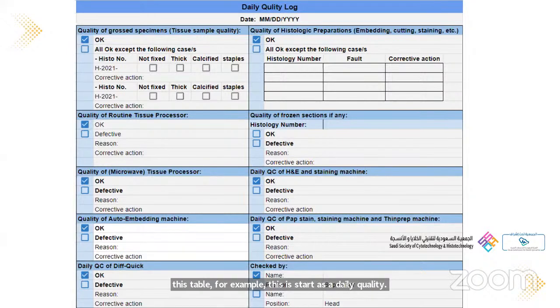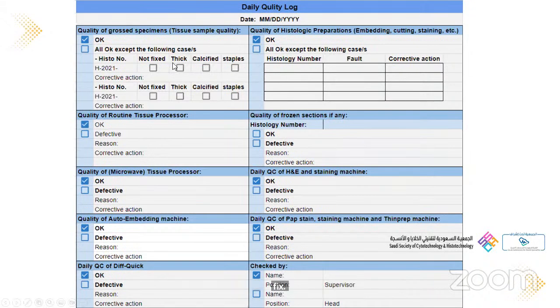On the left top, we're going to talk about the quality of grossed specimens. Basically, the technologist who does the embedding and the cutting will be evaluating the person who made the grossing. If they are all okay, or all okay except the following cases, you write your specimen number and then tick whatever the problem was, let's say not fixed or underfixed, or it was thick or calcified or it has stains.